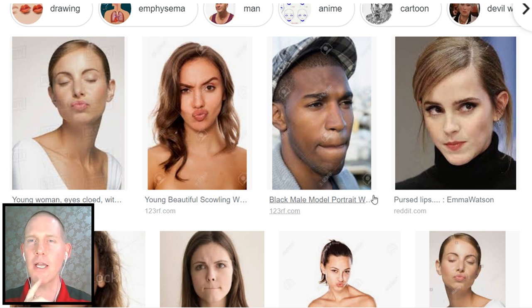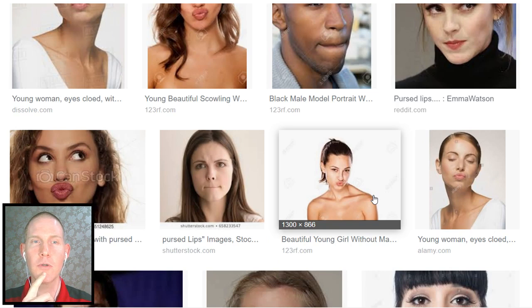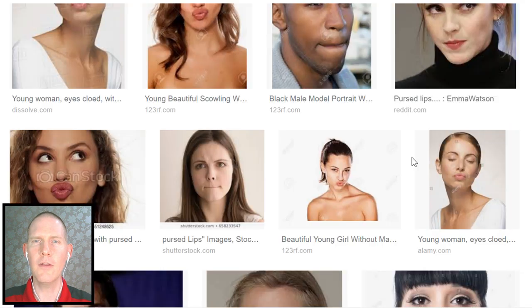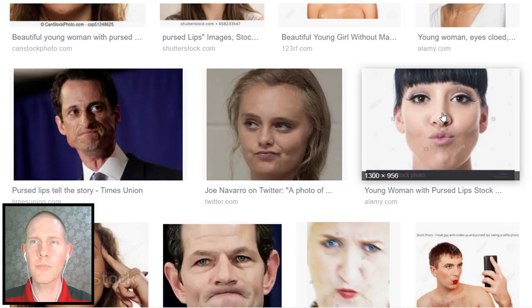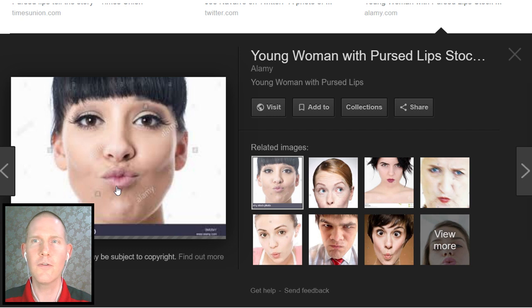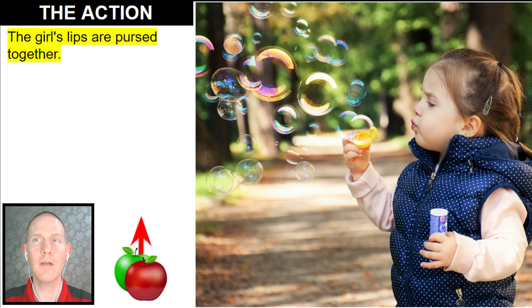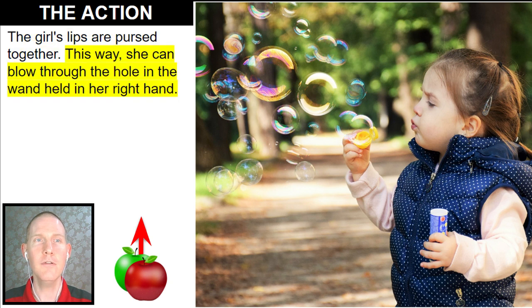So right now we're talking about pursed lips. So in the picture, the little girl has pursed lips. So her lips are together. And if we get closer, we can see people's pursed lips like this, right? So it just means that your lips are pressed together. But in this picture, there is a purpose, right? So the girl's lips are pursed together.